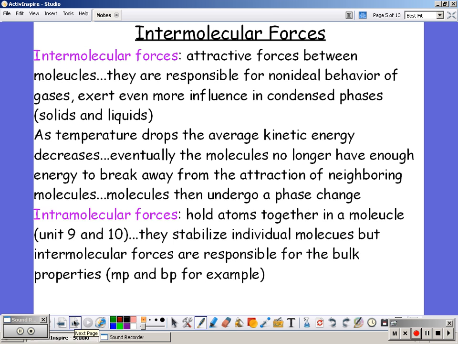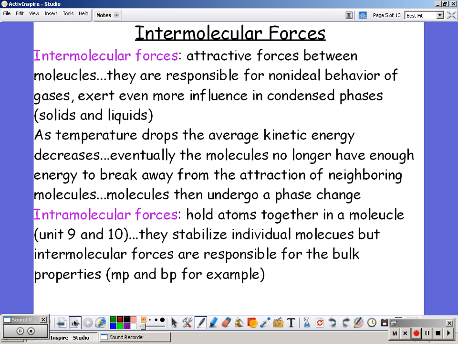Intermolecular forces are attractive forces between molecules. So we're not talking about the bond, we're talking about in between molecules. We're not talking about H and O in water, we're talking about H2O compared to H2O. Intermolecular forces are responsible for non-ideal behavior of gases. The stronger the intermolecular force of a gas, the less ideal it becomes. Intermolecular forces exert even more influence on condensed phases like solids and liquids.